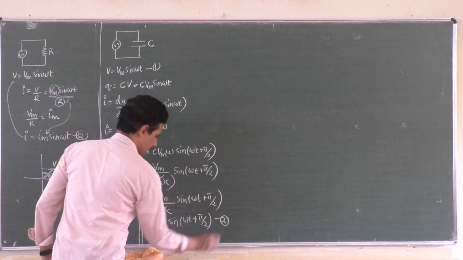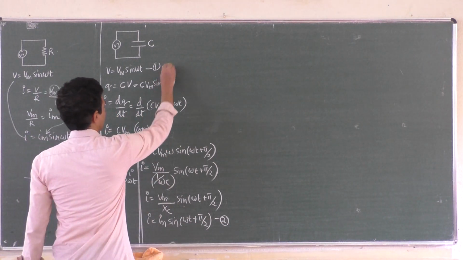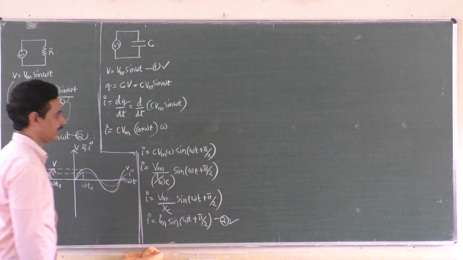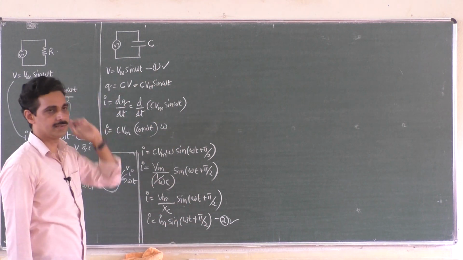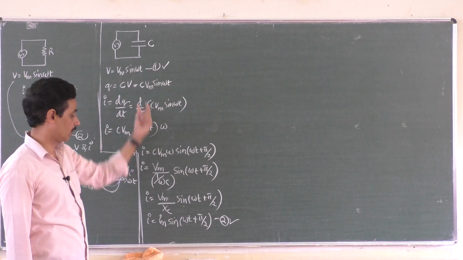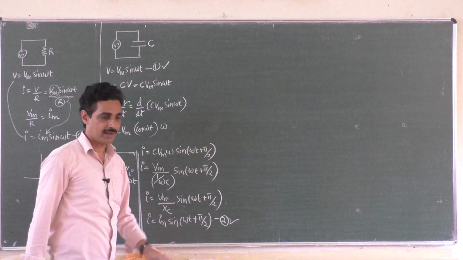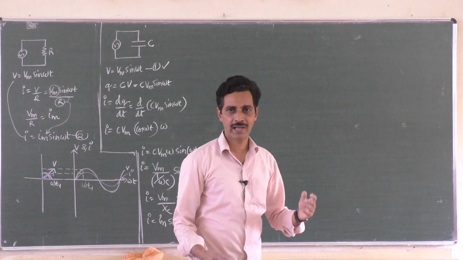This is equation 2. So equations 1 and 2, if you compare these two, you will find that current leads the voltage by 90 degrees. Here you have omega t plus 0. Here you have omega t plus pi by 2. Current leads the voltage by pi by 2. You know the meaning of that.